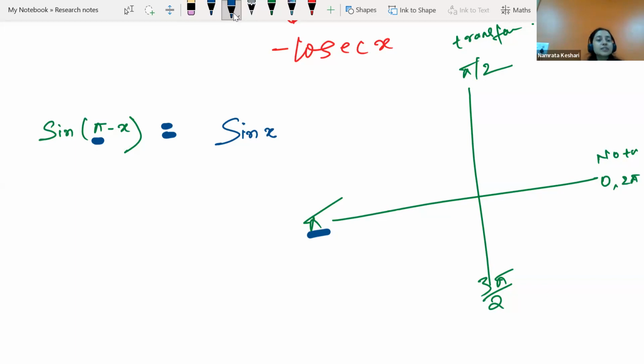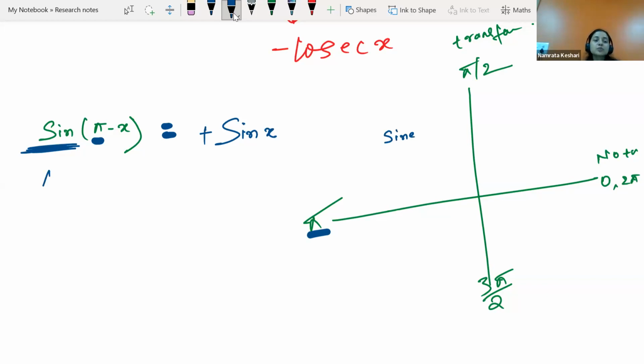In the second quadrant, is this sine positive or negative? Is it positive or negative? Positive, right? In the second quadrant, sine is positive, right? Yes, ma'am. So the result will be positive.